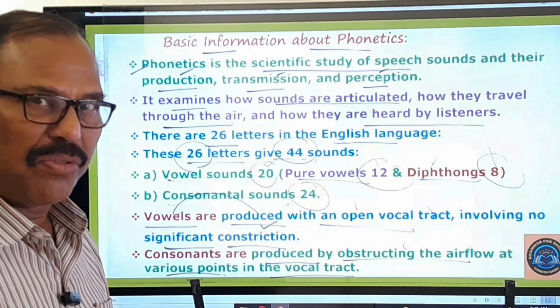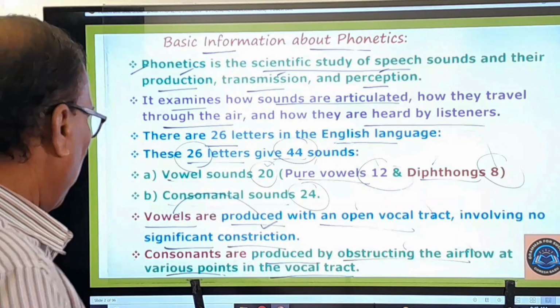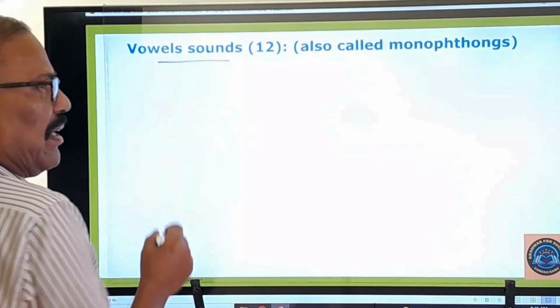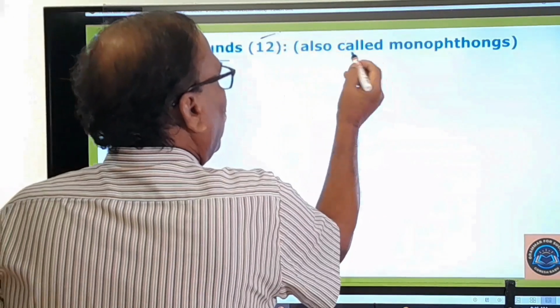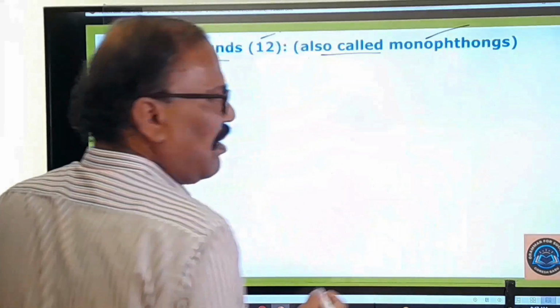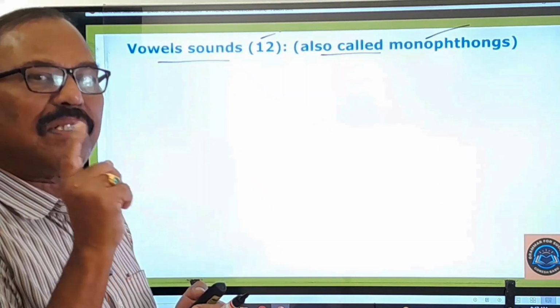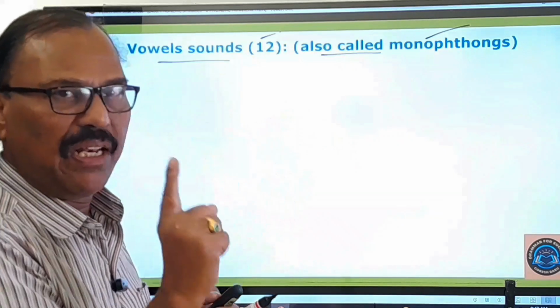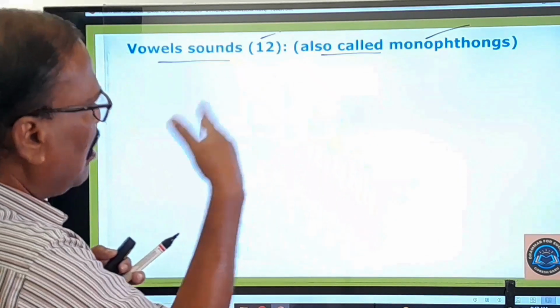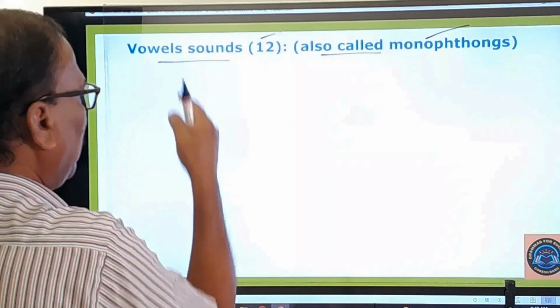Now let's move on to other important things. The vowel sounds are given here. How many vowel sounds do we have? 12 in number. They are also called monophthongs, because they are all single vowel sounds. Mono means single, one. So they are called monophthongs. Keep that point in your mind.